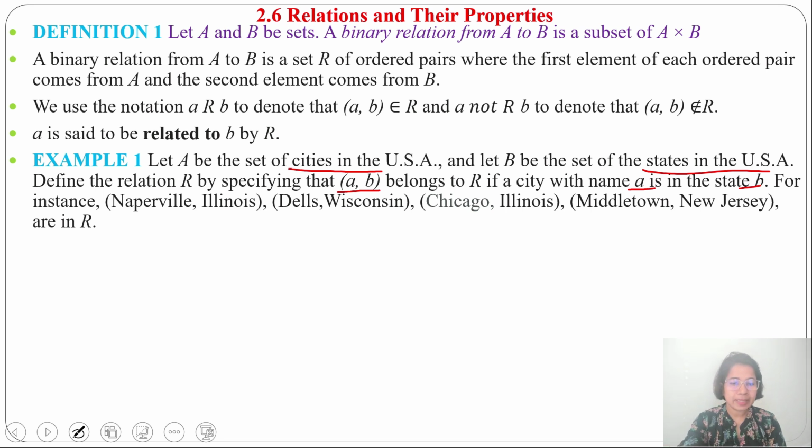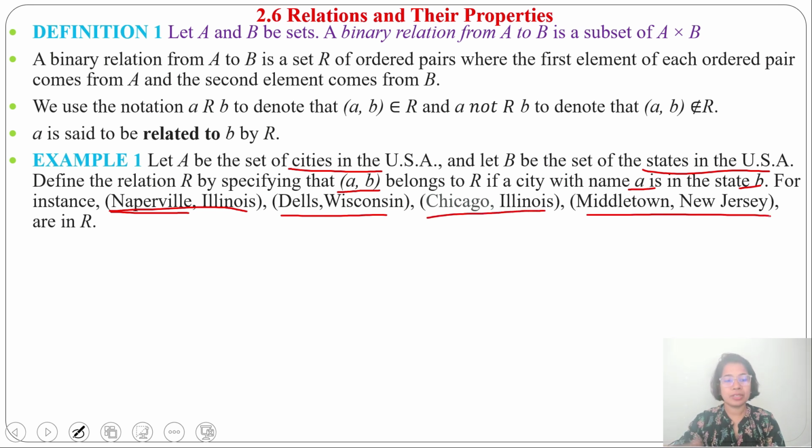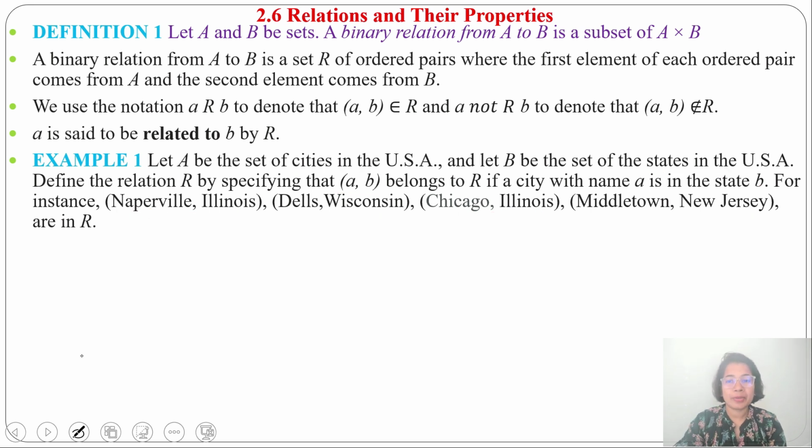So now my city Naperville comes under Illinois state. So you can say (Naperville, Illinois) is a relation. Dallas comes under Wisconsin, Chicago comes under Illinois, Middletown comes under New Jersey. So these are some relations. Like in India, we can say Mumbai comes under Maharashtra.